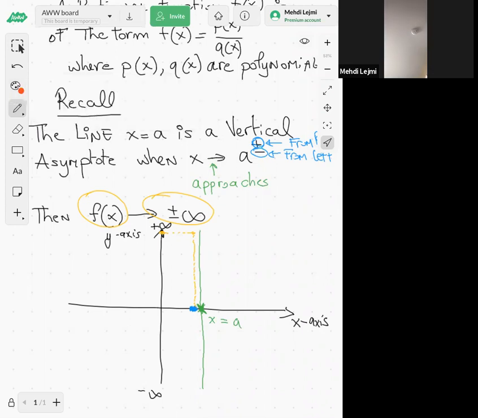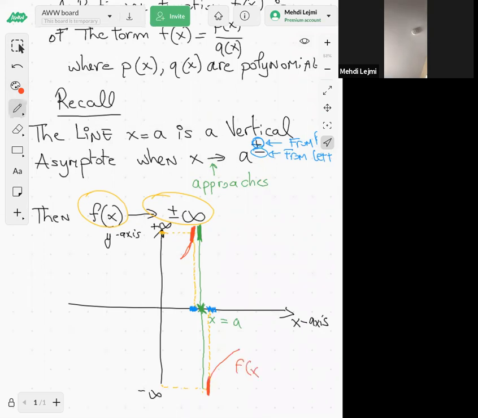So there's going to be my graph of f of x. And this is my vertical asymptote. On the right side of a, here's your x approaching a from the right side, and the corresponding outputs are, let's say, at negative infinity. So here's my function f of x.